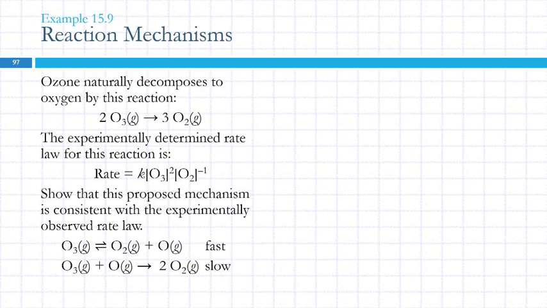Okay, so this is a sort of question that could end up on an exam. Ozone naturally decomposes by this overall reaction. We've got an experimentally determined rate law. Show that this proposed mechanism is consistent with the observed rate law. So two things have to happen. We have to be able to add these two equations to get the original equation.